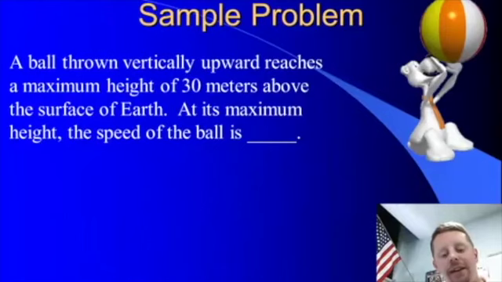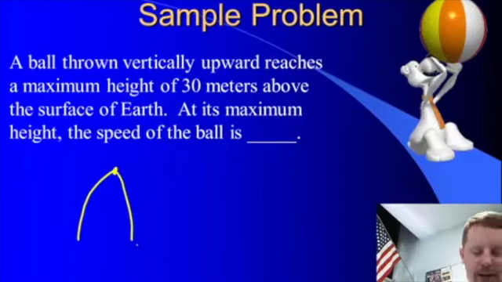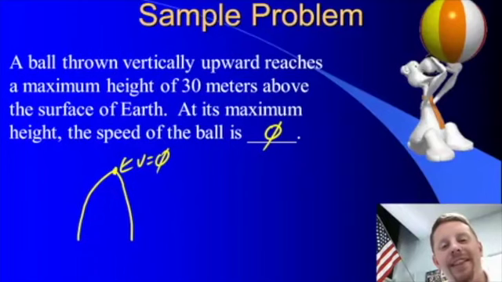Let's take a look at an example. A ball thrown vertically upward reaches a maximum height of 30 meters. At its maximum height, what's the speed of the ball? Well, the object travels up. At its highest point it stops, comes back down. V equals 0 at its highest point. So what's the speed at its maximum height? 0. That simple.